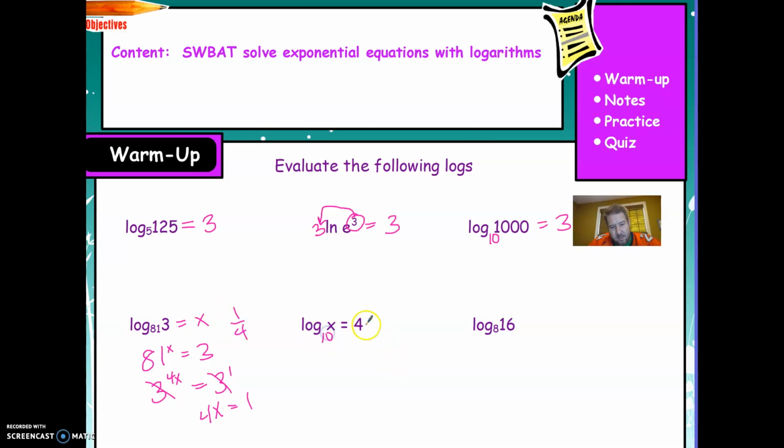This would be 10 to the fourth power equals x, which would be 10,000. And this would be 8 to the x power equals 16. So we can make these both base 2. That's 2 to the 3x, and that's 2 to the fourth. Once again, the bases cancel. You're left with 3x equals 4. Divide both sides by 3, you get 4/3.